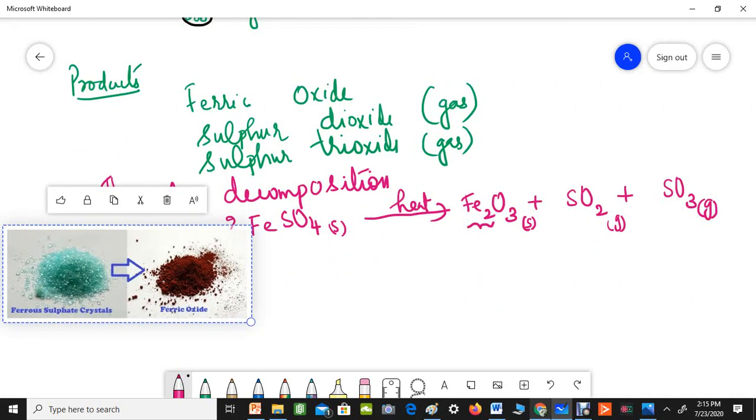Look at this image. This is the actual ferrosulfate crystals. When it is heated, it is changing to ferric oxide. It is brown in color.